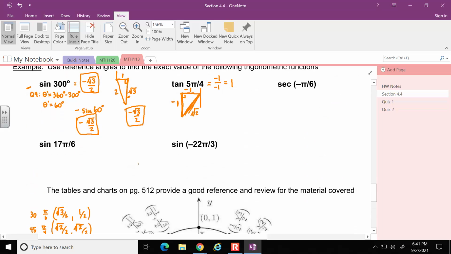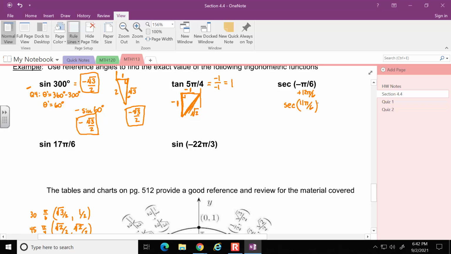Secant of negative pi over 6, this is a good one. First off, negative pi over 6 is the same as negative 30 degrees. But I want to get a coterminal angle, so I'm going to add 12 pi over 6 to get a coterminal angle. So that's the same as the secant of 11 pi over 6.